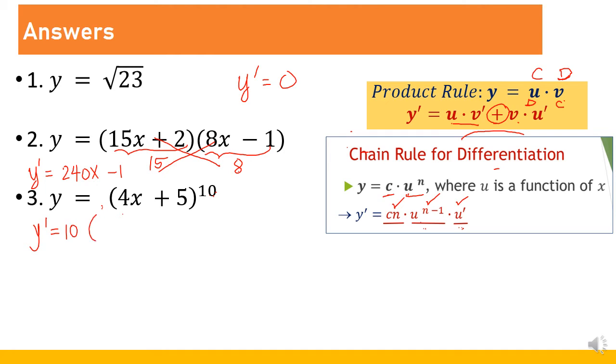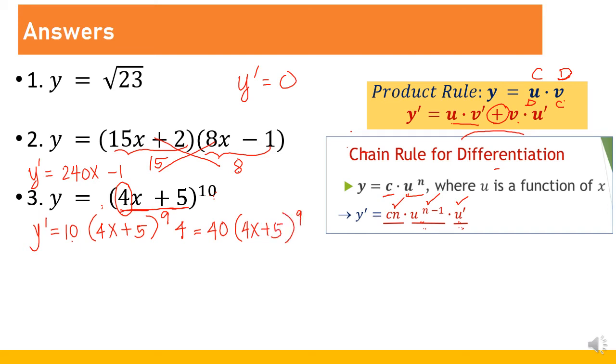Okay, doon na tayo sa second factor. We copy the base, x plus 5. Copy it exactly the way it appears. And then 10 minus 1 will be 9. And then for the last factor, we get the derivative of this base here, yung nasa parenthesis. And the derivative of that will just be 4. Okay. To further simplify this, we can just multiply the 10 and the 4. So this gives us 40 times x plus 5, yan, raised to the 9th power.